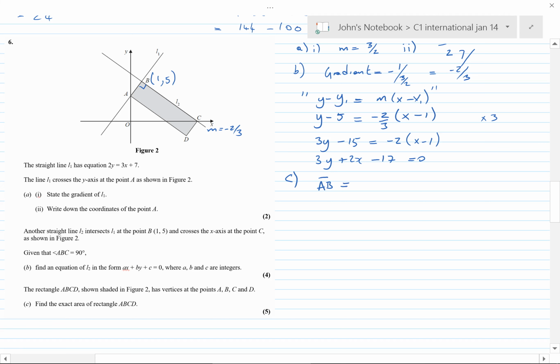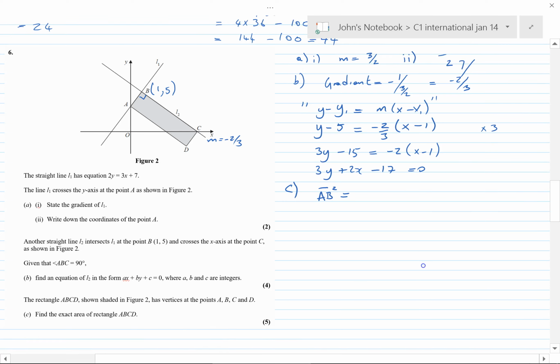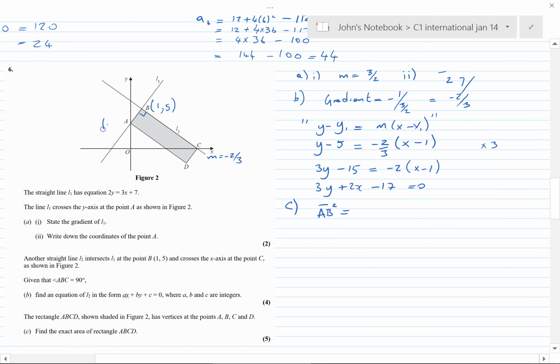The length AB will be equal to, let's call it AB squared in this case, but then we can square root it. Will be equal to, we've got the coordinate of A, which is this coordinate here, 0, 7 over 2. So that equals the change in y, so it's 5 minus 7 over 2 squared, plus 1 take 0 squared.